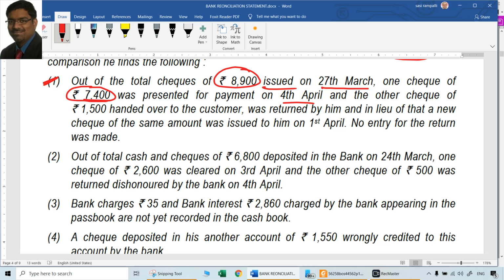But what about the other check? The other check of 1,500 rupees was handed over to the customer, was returned by him, and in lieu of that, a new check of the same amount was issued to him on 1st April. No entry for the return was made. So, there is a point here which is not so correct, but still we don't have to worry about these things.